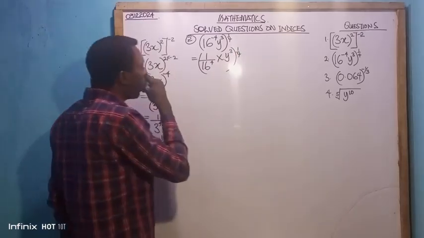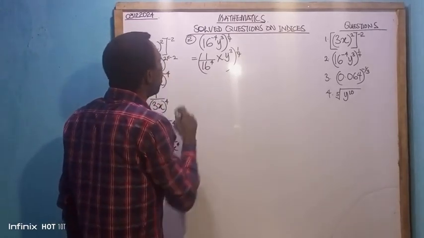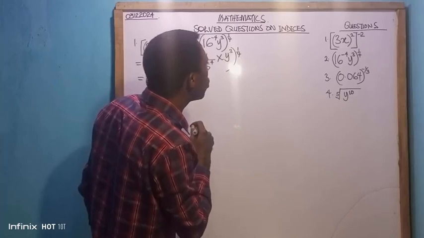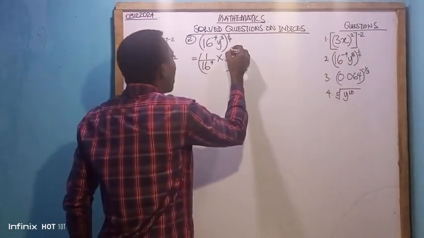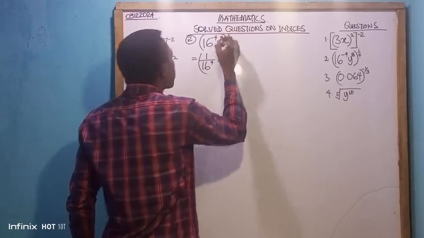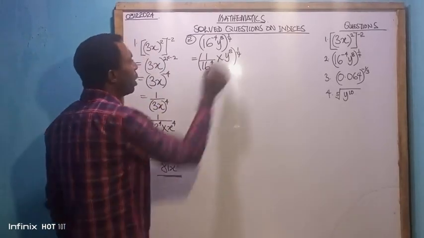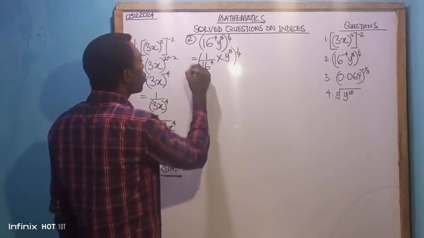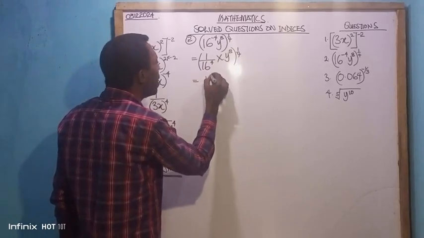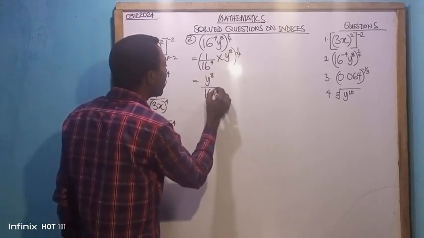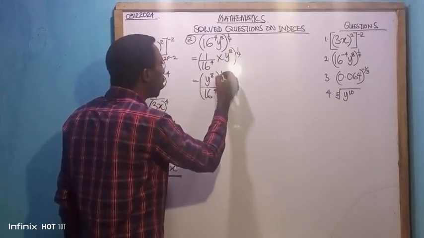Are you following? Now, the next thing we are going to do is solve the question this way. Sorry, this should be 8, not 3. That's y raised to power 8. Sorry, the question was written wrongly. Now, since you have this, you will find the rule. The next one will now be y raised to power 8 over 16 raised to power 4. Don't forget that you are still having the power of 1 over 4.